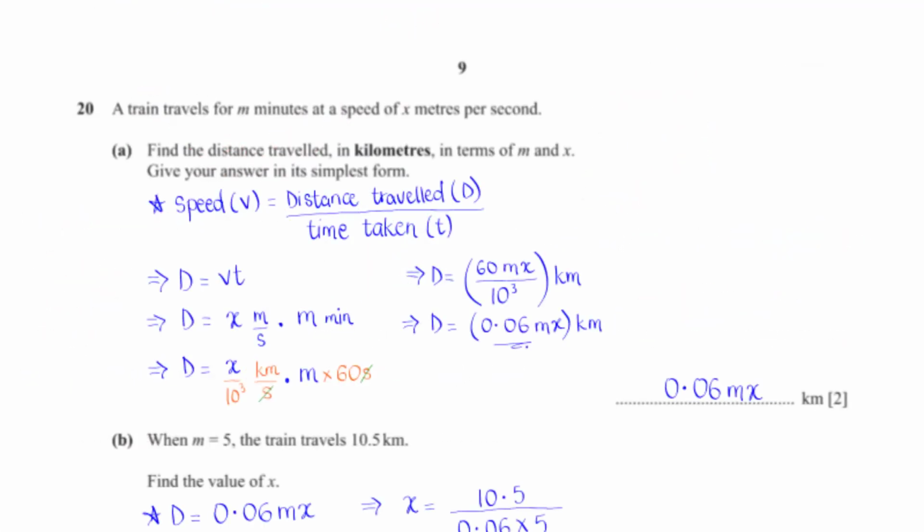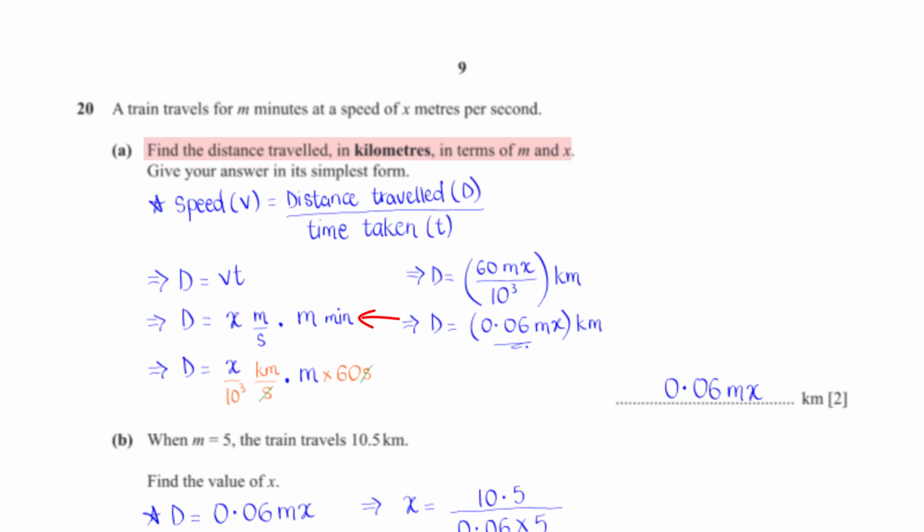A train travels for m minutes at a speed of x meters per second. Find the distance traveled in kilometers in terms of m and x. Give your answer in its simplest form. So we know the formula for finding speed is equal to the distance traveled divided by the time taken. Since we are interested in finding the distance, that will be equal to the speed times the time. The speed here is x meters per second and the time taken is m minutes.